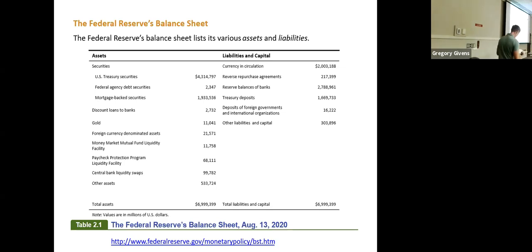What else is on the Fed's asset side that I want to mention just briefly here? We have gold stock, gold-backed assets, foreign currency denominated assets, so things like foreign government bonds, right? The bonds issued by, let's say, Germany, England, France, etc. There are also these things called central bank liquidity swaps that are an important part of the asset side of the balance sheet. There's some close to $100 billion worth of central bank liquidity swaps.